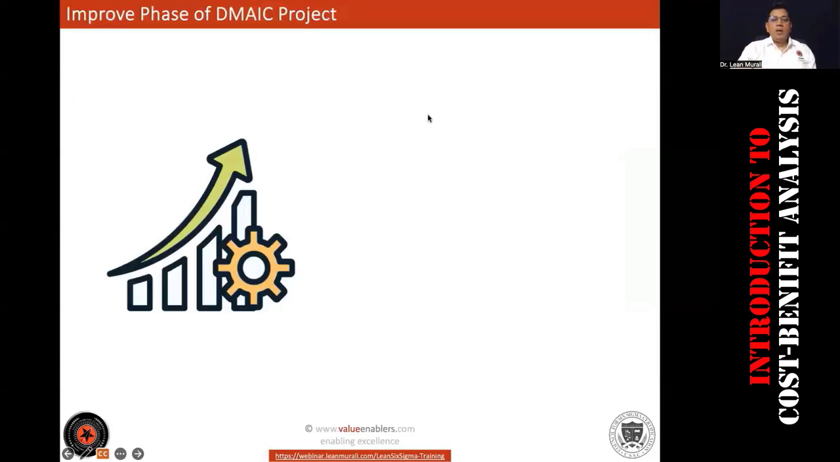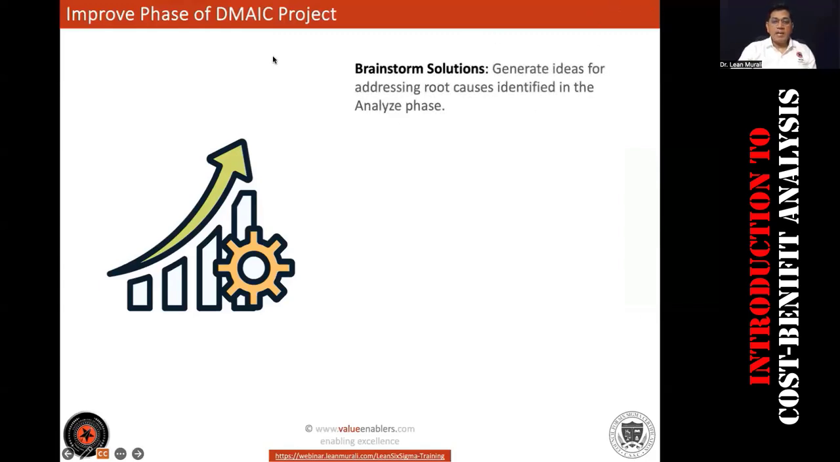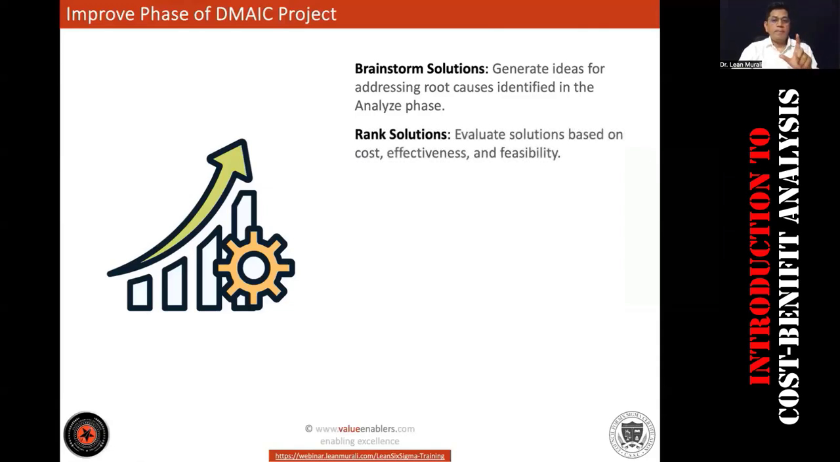Now with that, in the improve phase of the DMAIC process, we start brainstorming solutions, which is primarily generating ideas for addressing the root causes identified in the analyze phase, and ranking those based on effectiveness, feasibility, and cost. Okay. Actually, we first put effectiveness. I'll put EFC. All of you put EFC in the chat box.